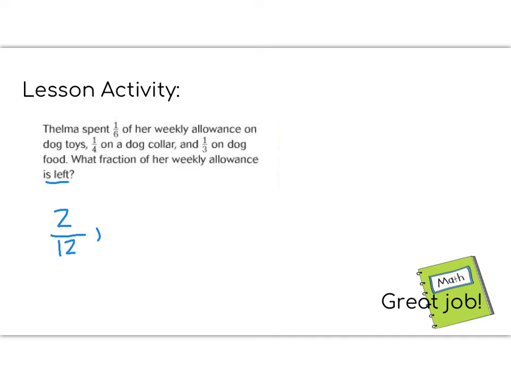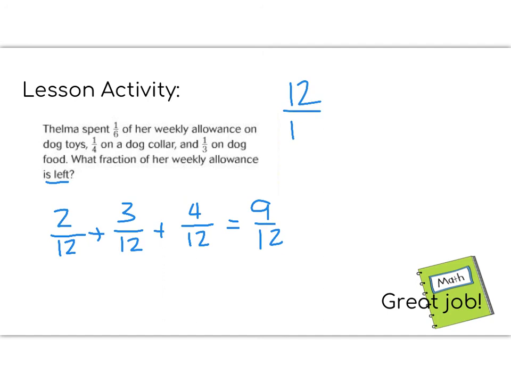Then she spent 1/4 on a dog collar. In order to make a 4 into a 12, I have to multiply by 3. So 1 times 3 is 3. And then she spent 1/3 on dog food. So in order to change a 3 into a 12, we have to multiply by 4. 1 times 4 is 4. And in order to know what she has left, we need to know what she spent. So we're going to add these and see what she spent. So 4 plus 3 is 7, plus 2 is 9/12.